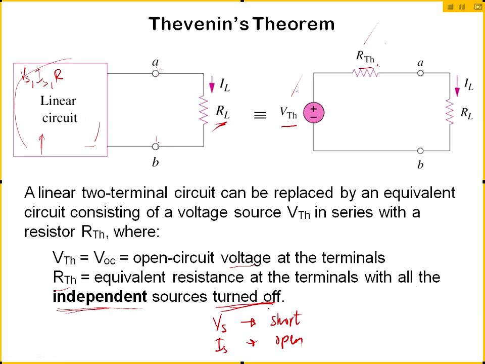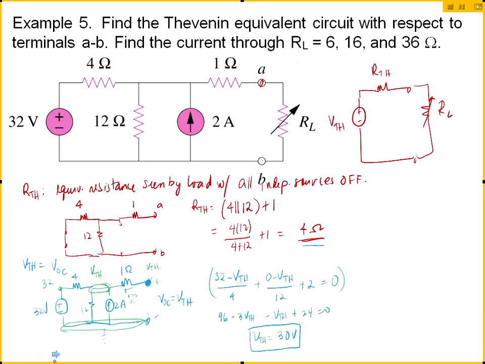Okay? Now, the V Thevenin is the open circuit voltage across the terminal. So imagine taking out this load and replacing it with an open circuit and measuring the voltage across those wires, across those two terminals. That will be the open circuit.